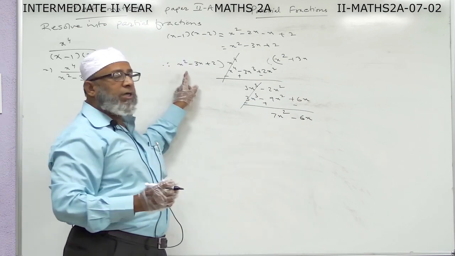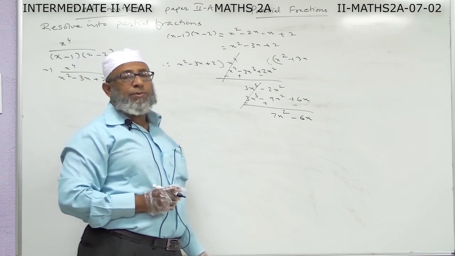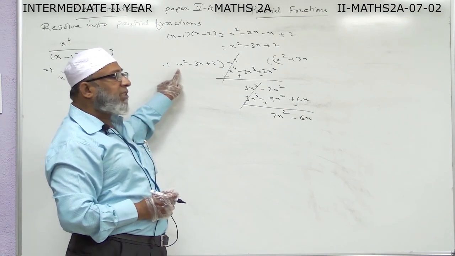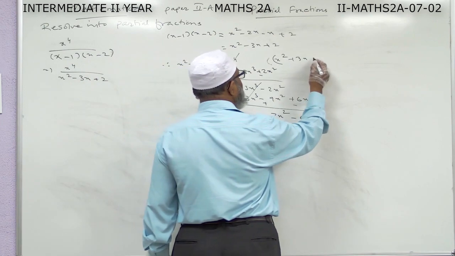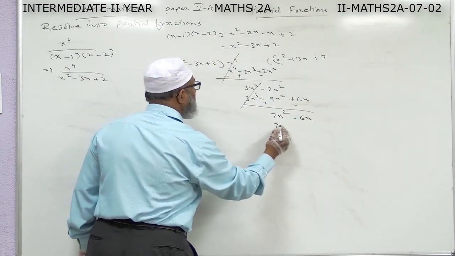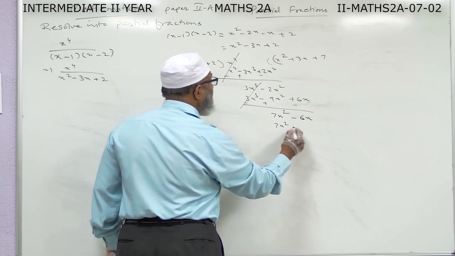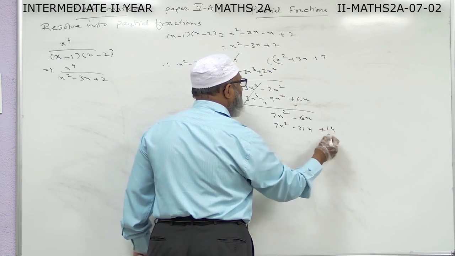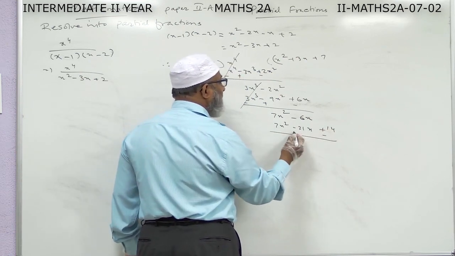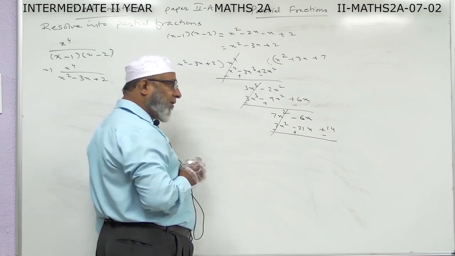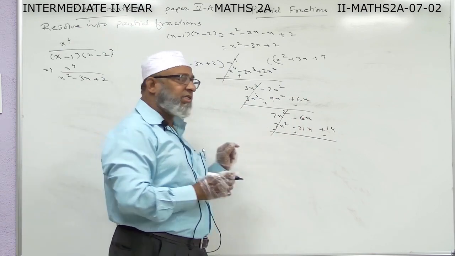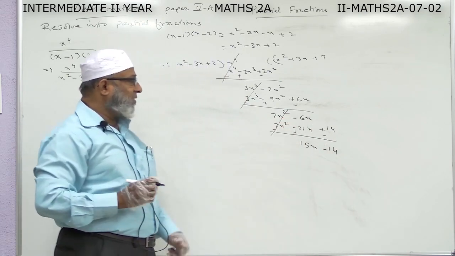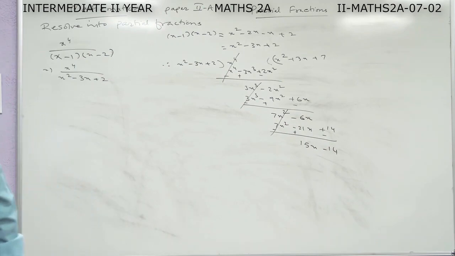Again, here the power is 2, here also the power is 2. It has not been converted into the proper one. So again, I have to multiply by some number. What is that number? Here x square is there, x square is there, so I have to multiply by 7. 7 into this, 7x square. 7 into this, 21x. 7 times 2 is 14. So plus becomes minus, minus becomes plus, plus becomes minus. Again, this will be cancelled. So 21x minus 6x is equal to 15x minus 14.